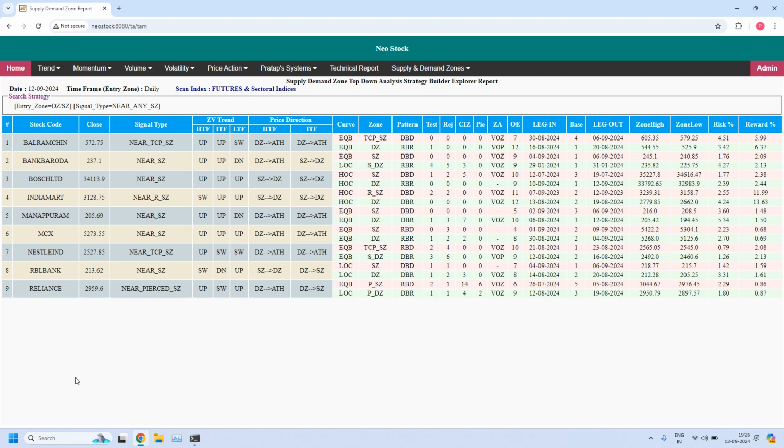And let us identify high liquidity supply zones from this list. So Balram Chini is having a high liquidity supply zone, fresh zone. You need to look for a fresh fine-tuned 5-minute zone, otherwise the zone might be violated. You have one more, India Mart. India Mart already we discussed in yesterday's HLQ analysis video.